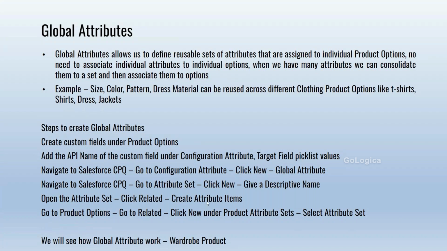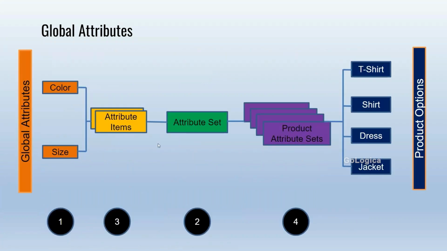Now, if you go to the second slide, this is how it will look. So global attributes are color and size. So this is what we are creating at the first level. Then attribute items, then attribute sets. So attribute set is like how many types of colors and sizes are available. So size could be small, medium, large, double XL, all those types. Same goes for color: red, blue, green, orange, black.